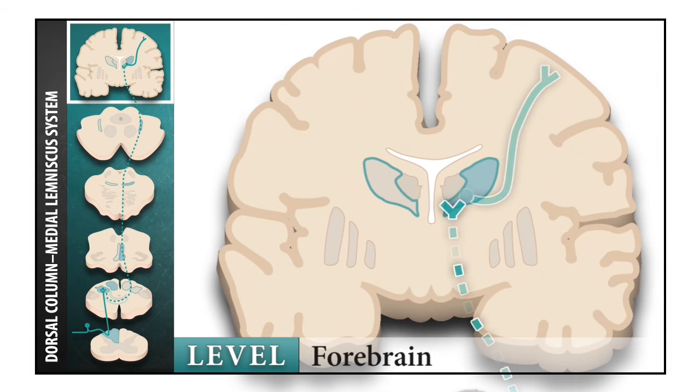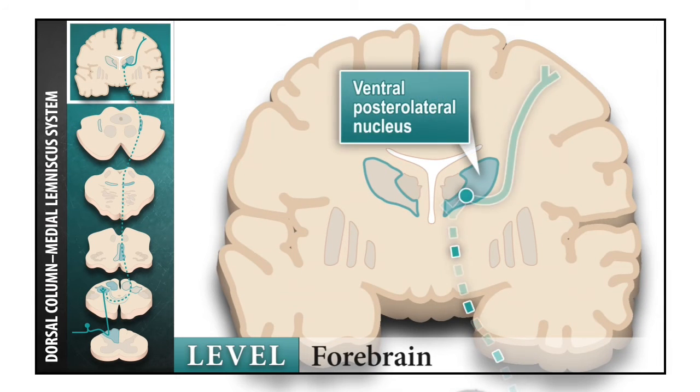The medial lemniscus terminates in the ventral posterolateral nucleus of the thalamus. From the thalamus, fibers project through the internal capsule and corona radiata to terminate in the primary somatosensory cortex, specifically in the postcentral gyrus.